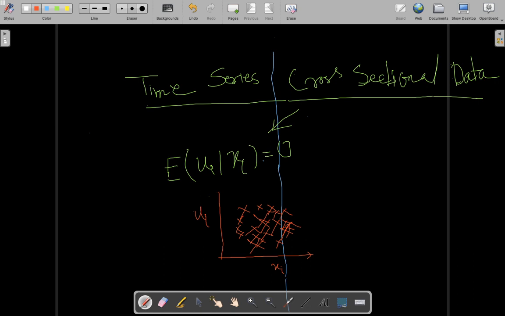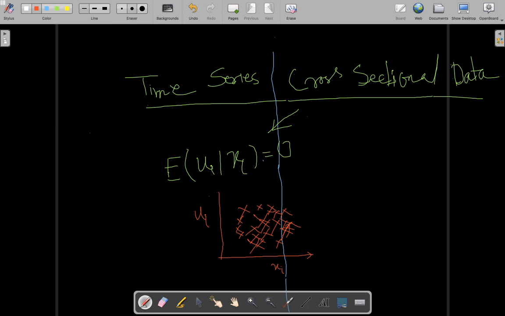Now, let's come back to the comparison of cross-sectional data and time series data. What we will see is that for time series, this property may not necessarily hold true. In time series, this property may not necessarily hold true, and there is a reason behind that.